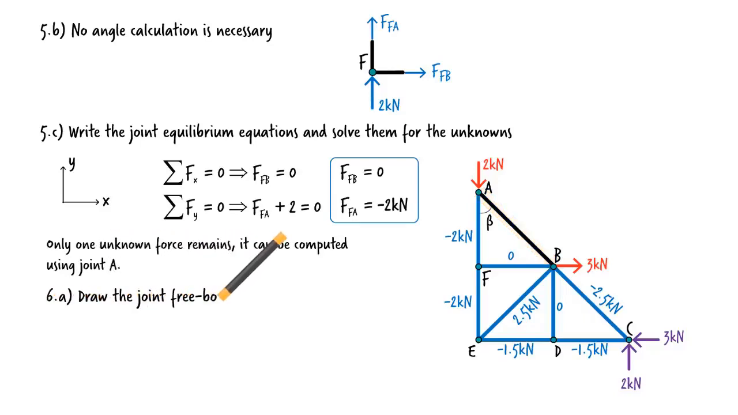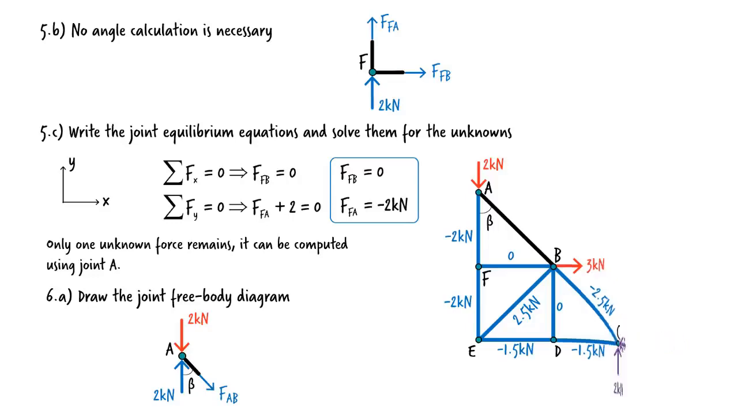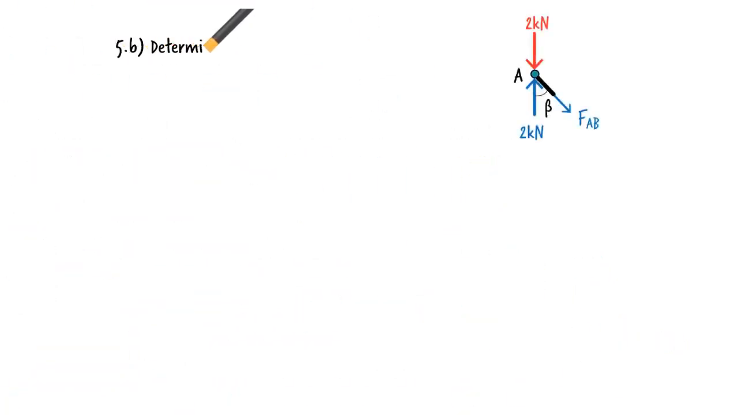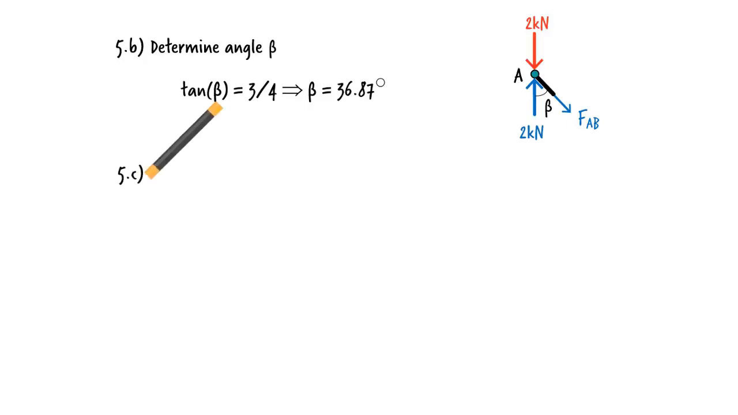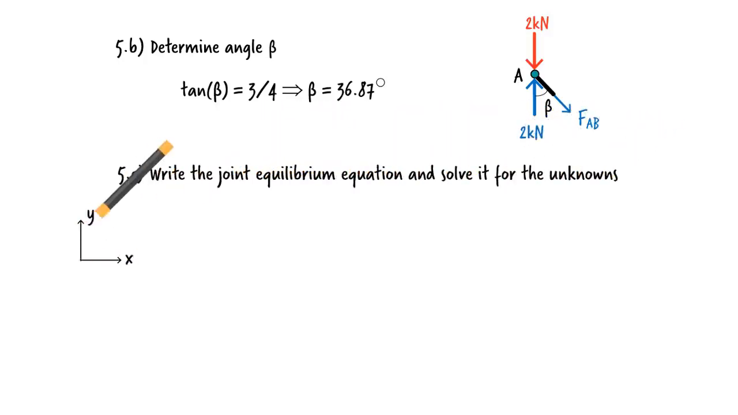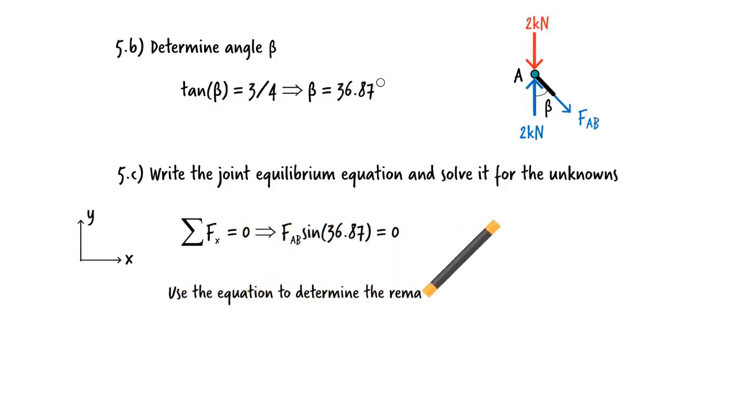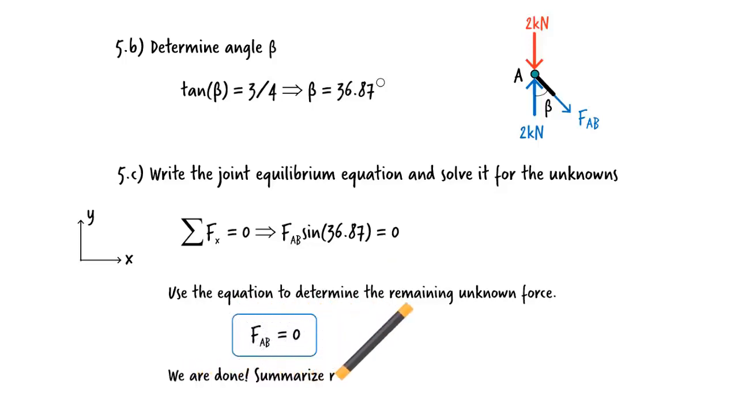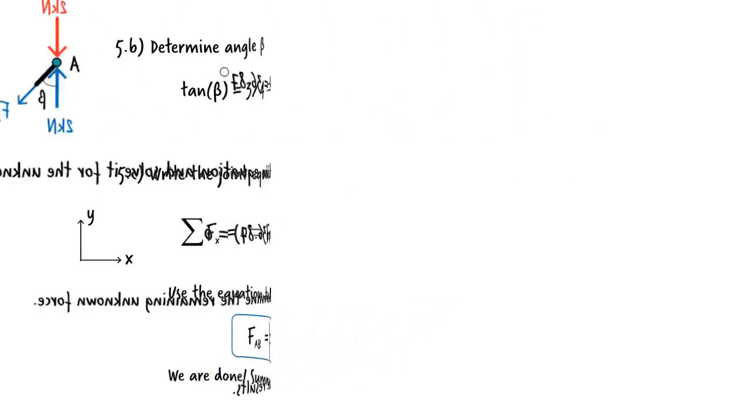We can calculate it using joint A. Here we need to determine angle beta. Since there is only one unknown force remaining, we only need one equation. Summing the forces in the x direction, we get, solving the equation for the unknown results in, we are done. Now let's summarize the results.